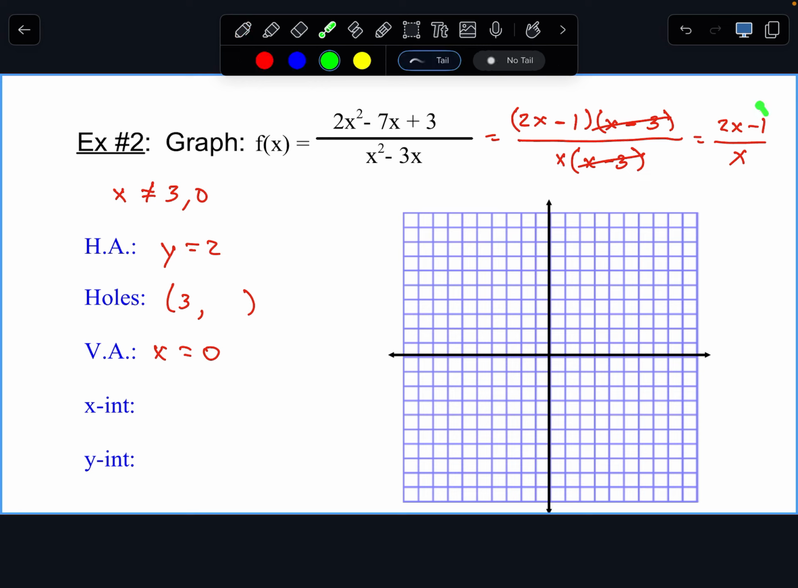And let's find that y-coordinate. If we take 3 and I plug it in, what do we get? Looks like 5/3. There is the y-coordinate of the hole in the graph.